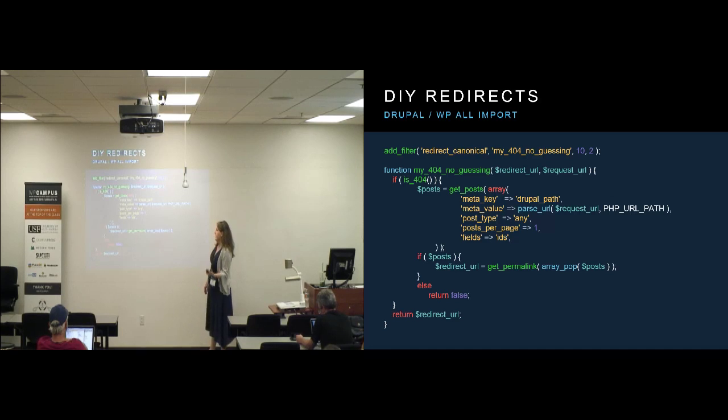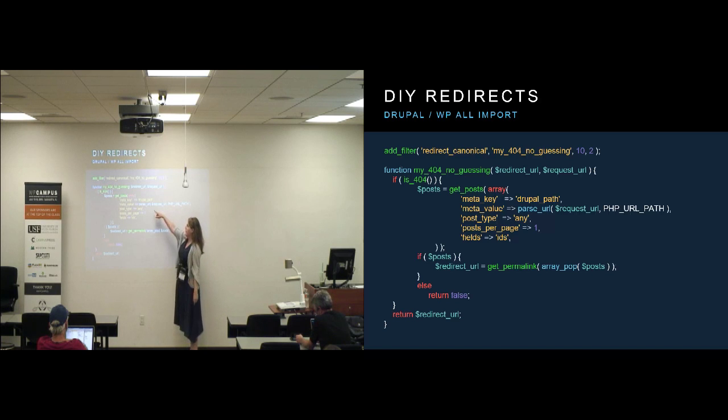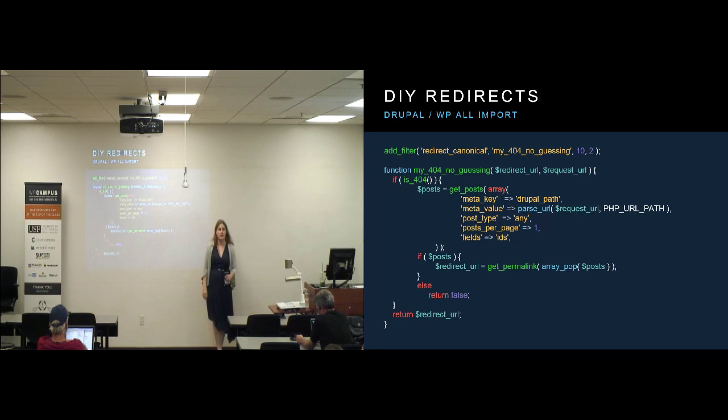For the Drupal site, it looked almost identical, except that the URL was stored as a partial path and not the full URL. So we just run it through the PHP parse URL function to get the piece that we need, and then match that to the Drupal path key.